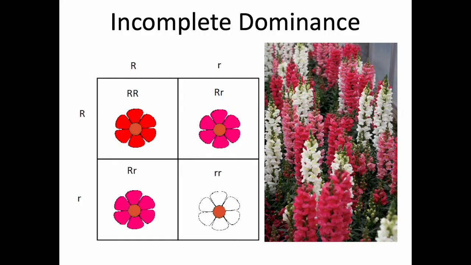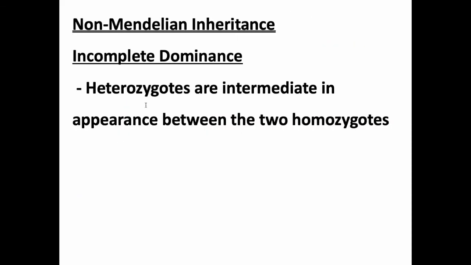This is really not very common. These are snapdragon flowers that do display this incomplete dominance. And you can see here's the red allele, here's the white allele, the heterozygote is pink. It's in between red and white. So not that complicated to understand, but it is a rarity in nature for sure. Incomplete dominance: heterozygotes are somewhere in between the two homozygotes.